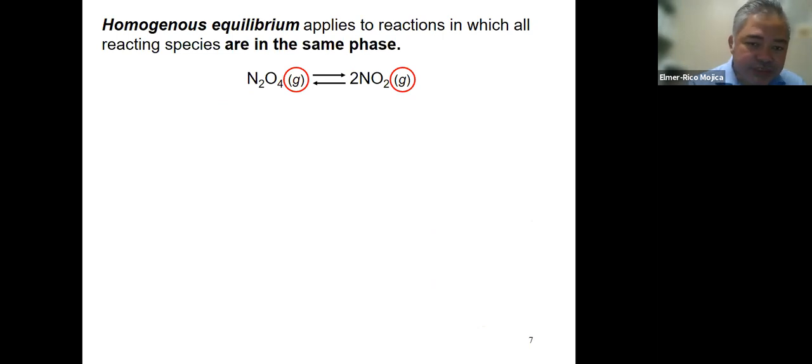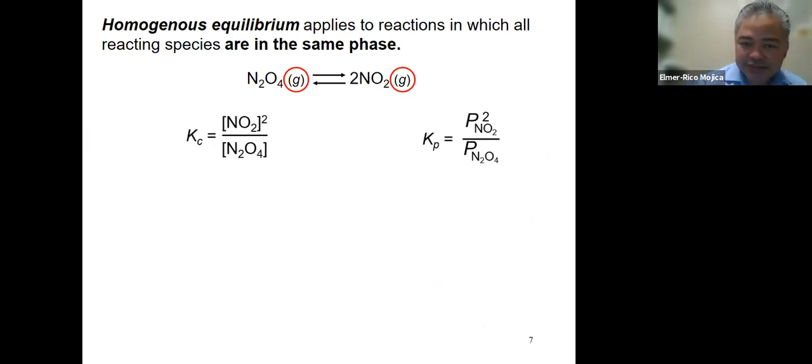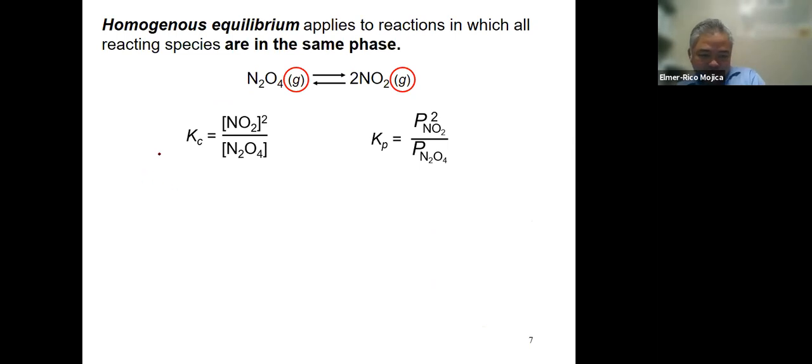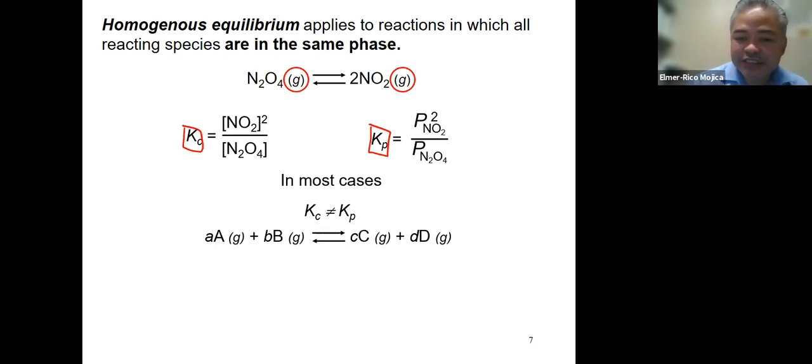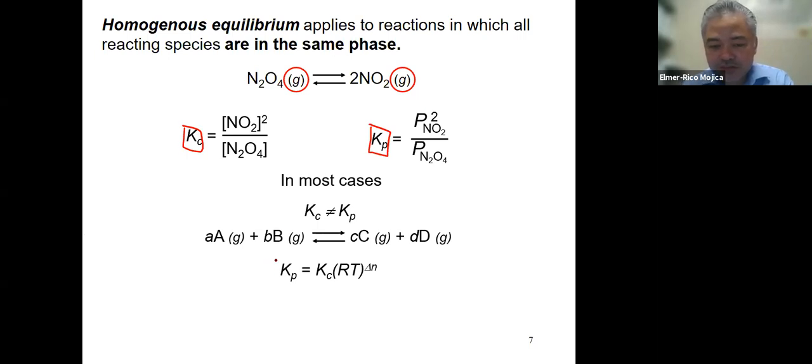And also, I have mentioned last time that when you do the equilibrium, usually, okay, it can be species having the same phase, products, reactants, all of them in the same phase. So if that's the case, you have a homogeneous equilibrium. And if you are a gas, okay, aside from Kc, which is equilibrium in terms of concentration, you can also express it in terms of pressure, Kp. But in most cases, we know Kc is not equal to Kp. And the relationship that we have, which I want you to know, is this one.